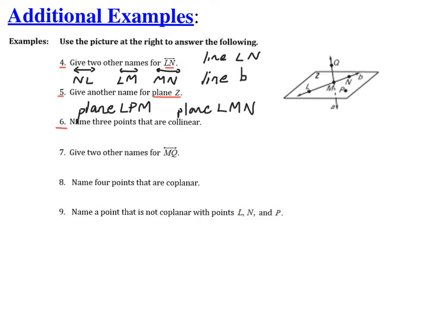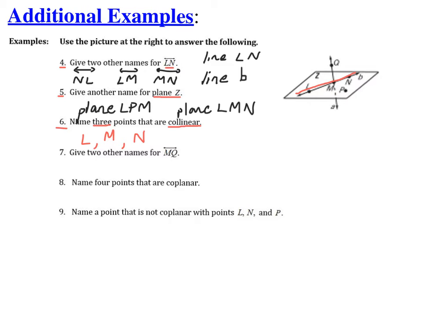For number 6, now we come across that term collinear. So they want 3 points. Remember I said collinear is at least 3 points. So I want points that lie on the same line. There's really only 2 lines drawn in my picture. Either dealing with this vertical line or this horizontal line. Well, there's only 2 points on the vertical line, M and Q. So that one's out. So let's focus on the horizontal line. So my 3 points would be L, M, and N.